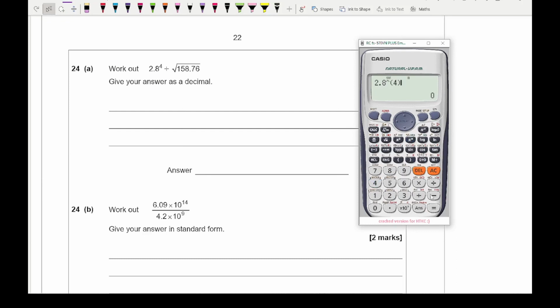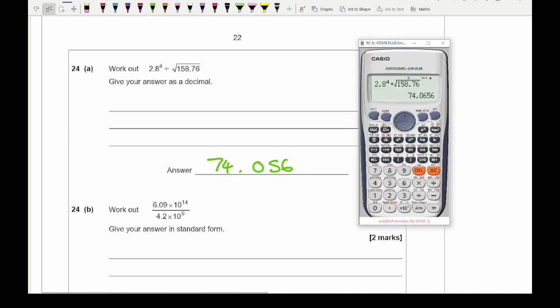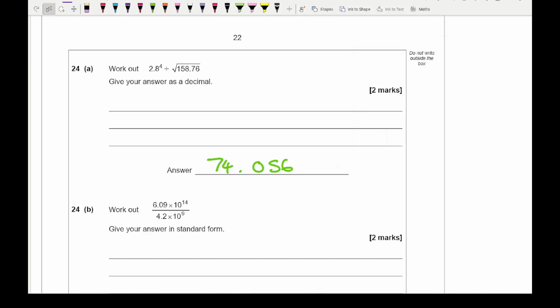Not sure why it's gone into that mode, so let me just set that up properly. So 2.8 to the power of 4, and then plus the square root of 158.76, pressing equals as a decimal, so it's 74.0656. Oh, I missed that, I got that completely wrong. I put the 6 just there. So let me just write that again.